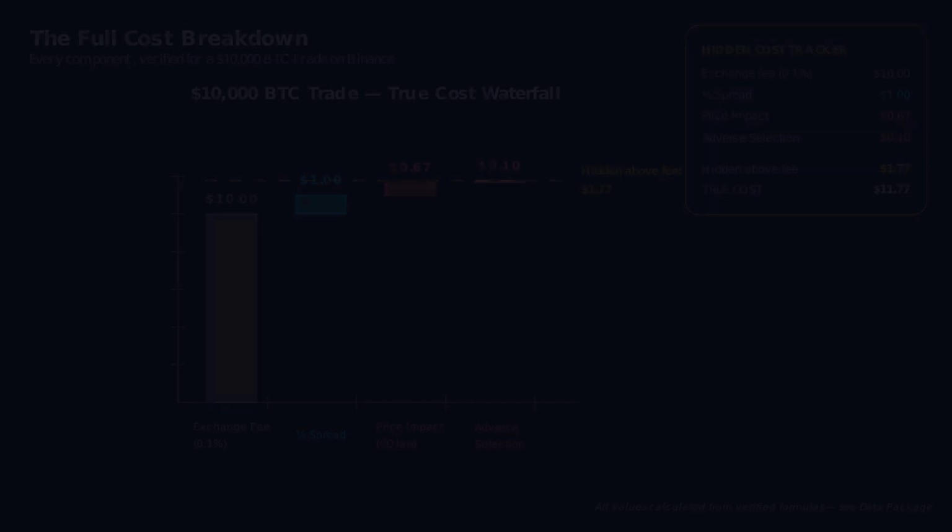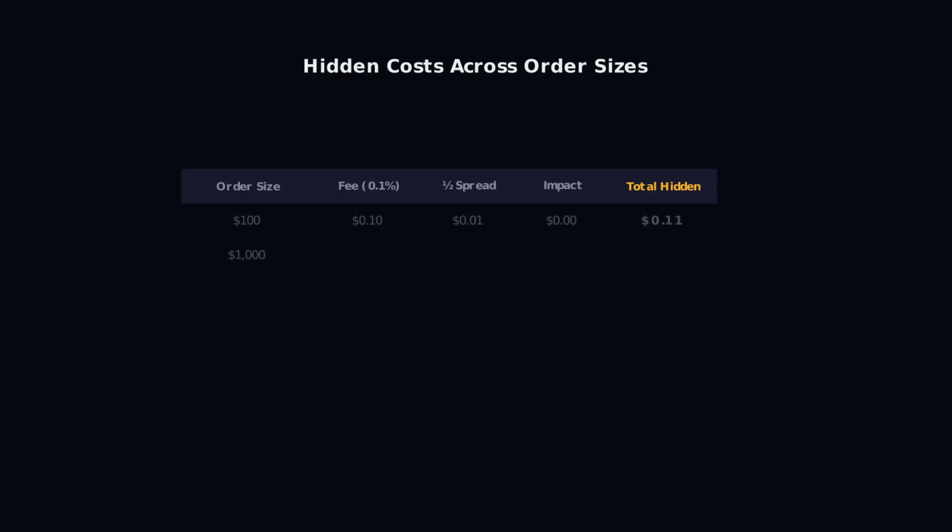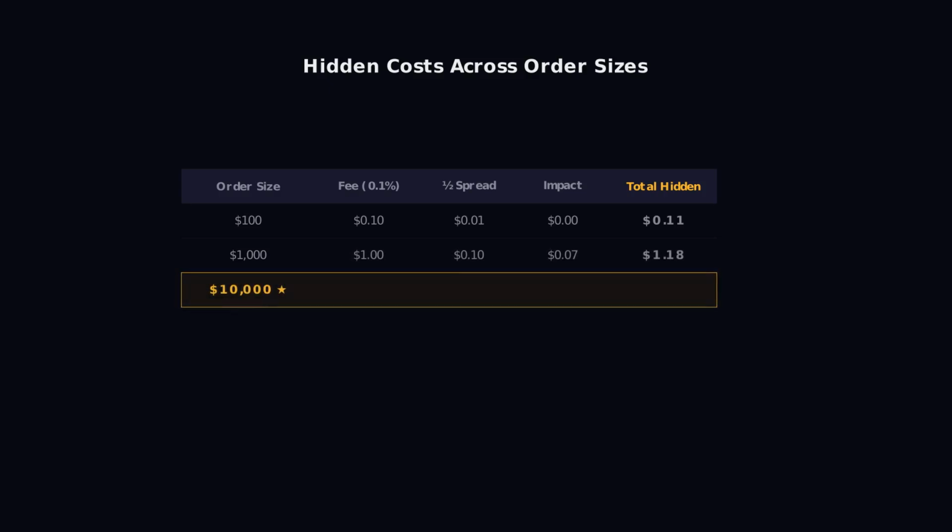Across 5 order sizes, the pattern is unmistakable. A $100 trade, 11 cents total hidden cost. The system doesn't extract from small retail. It can't. The numbers don't work. $1,000, $1.18, still negligible. $10,000, our trade, $3.33 above the fee. This is where most active retail traders operate.